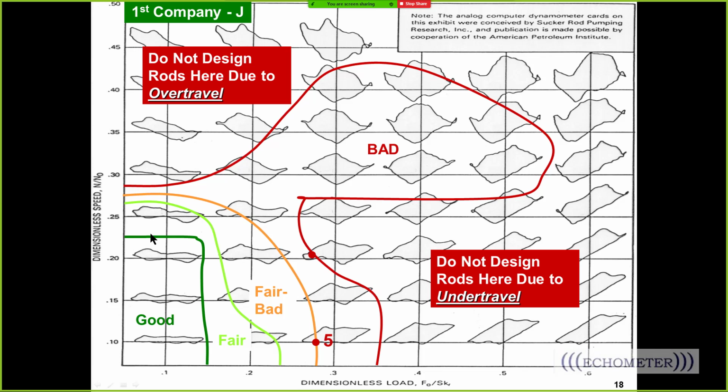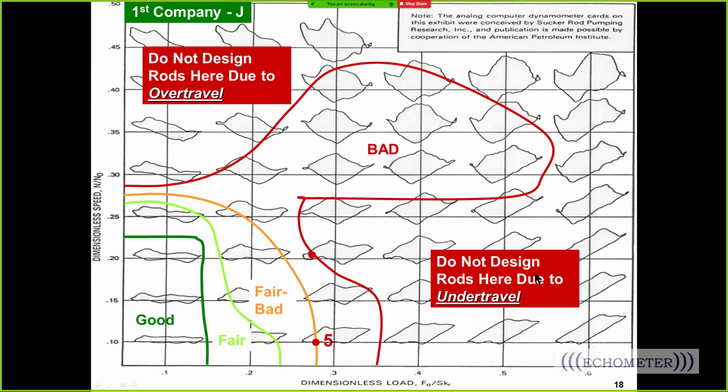My program said if your dynamometer data, your surface card, fit in this area with N over N prime and F over SKR, it was a good design. If it's in this area here, it's fair. If it's in this area, it was fair to bad. And then if it was in here, the red line, it would allow it, but it would say it was a bad design. But if it's outside that, it would say, no, don't do this design.